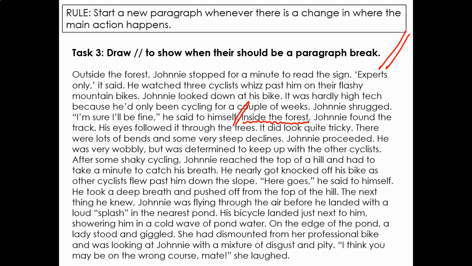Okay, I'm going to stop here. Now, inside the forest, Johnny is looking at the track. We can see his eyes looking at it, and he's thinking about the bends and the hills that he can see, or the declines. Now, when he proceeded, that means he moves, right? He goes forward. So that's a change in the action. So 2 lines could go here.